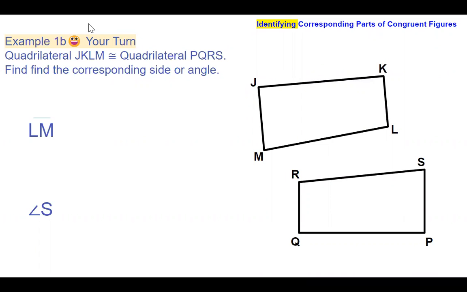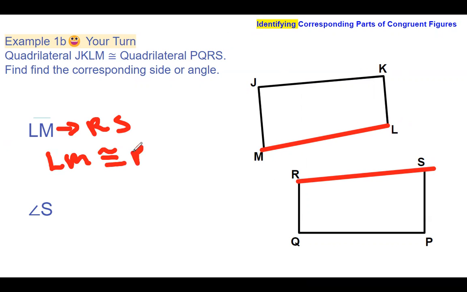No. The homework is going to be very similar, but we're going to see now length and angle measurements. My statement says that I have quadrilateral JKLM and quadrilateral PQRS. I have to find the corresponding side or angle that is congruent to the ones that are given. So LM is corresponding to, where's LM? Right there. From L to M. So which one is the corresponding side to LM? RS in this case. So corresponding RS. Therefore, LM is congruent to RS.